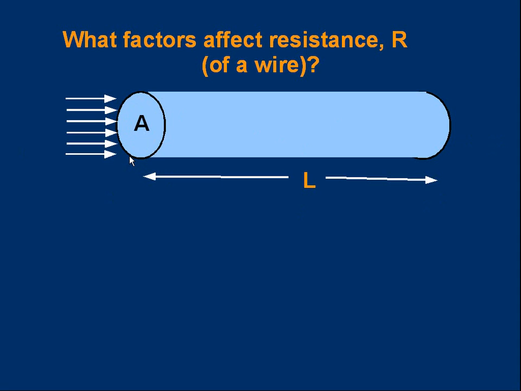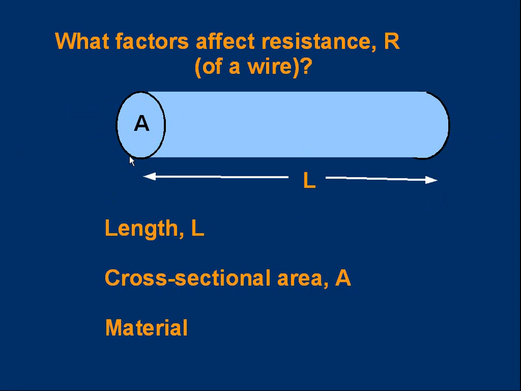What factors affect the resistance? Well, there are key factors we're going to look at. The length of the wire will affect the resistance, the cross-sectional area will affect the resistance, and the material the wire is made from will affect the resistance.